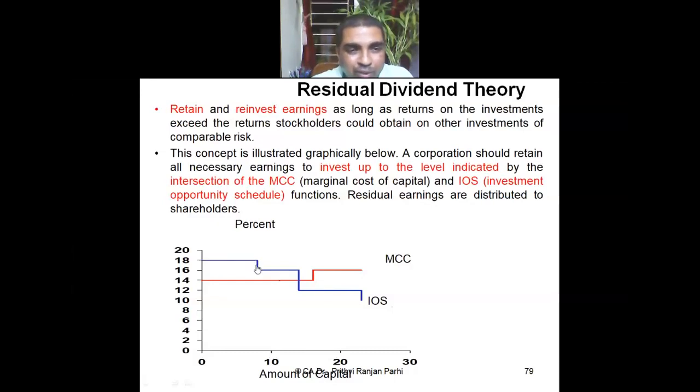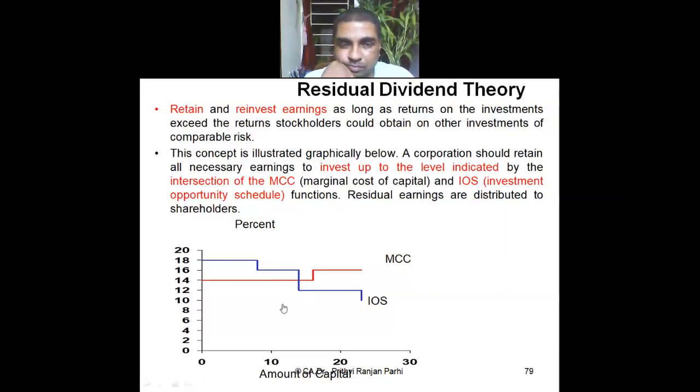If you want to invest more money, then the return will be reduced. Return will become 16%. And if you further make investment, the return will be reduced, let us say to 12%. If you still go further, keep on investing, then the return may come down to 10%. So as you keep on investing more and more money, your earning capability will reduce.